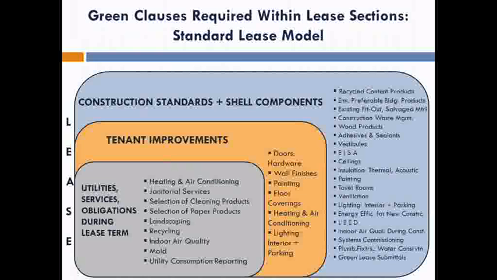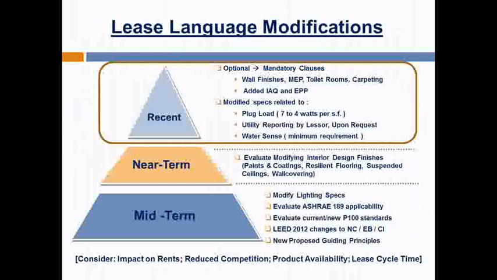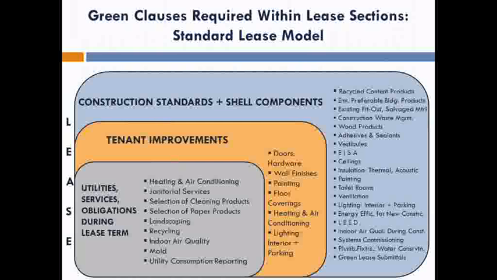The next slide shows one of these models. If you go back one, yeah. This, for example, is our standard lease model. And what it does is it breaks it down into the different components within the lease: the construction components, the shell components, the tenant improvements, the utilities, and all of the specific green clauses that are associated with each of those different components. So each model, those 4 key models I mentioned, each have a different mix of shell, TI, and utility clauses that are associated with each.